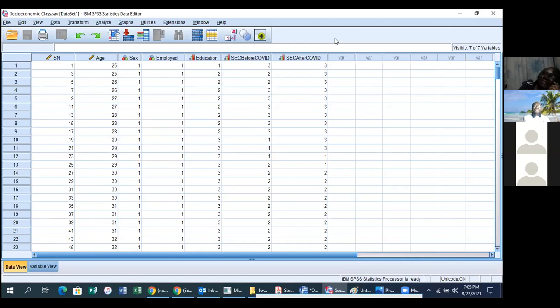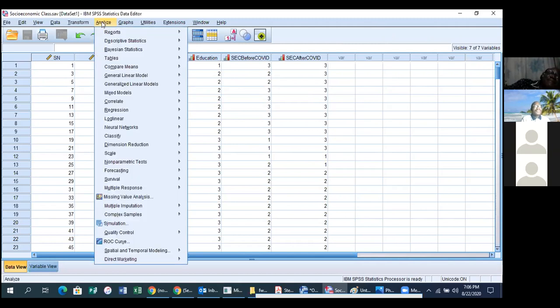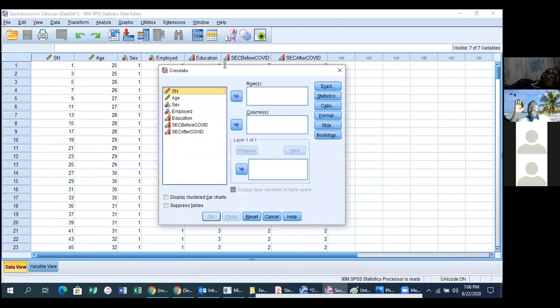Let's continue. Now we want to look at the socioeconomic status, and now we are looking at the sex and employer. So we want to do the cross tab. Go to analyze, then under descriptive statistics, you see cross tab. Most of the chi-square is under cross tabulation. It's only a few that you do under non-parametric, even though it's a non-parametric test.